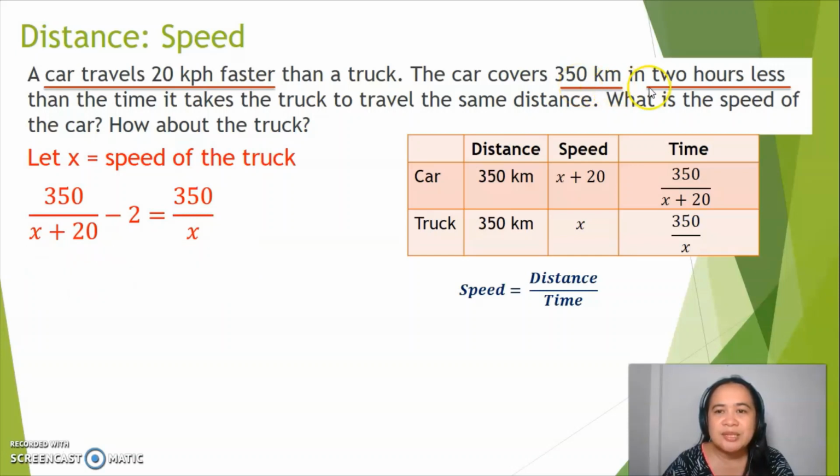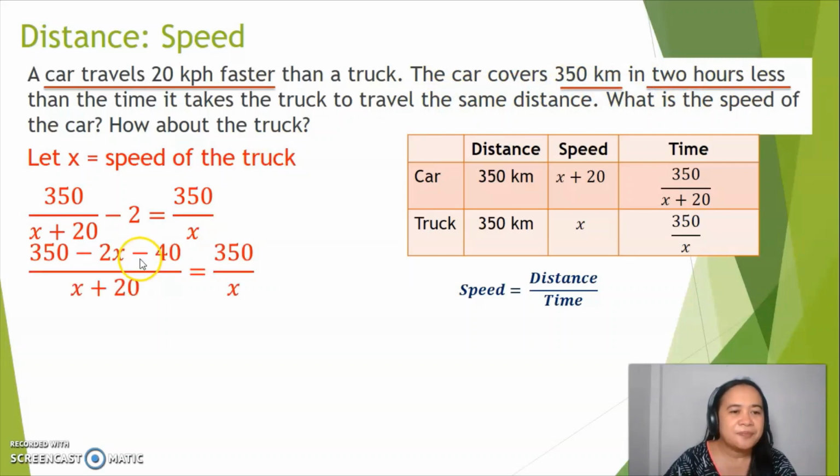Take note of this, 350 kilometers in 2 hours less. So for the car, that would be 350 over x plus 20, 2 hours less, so minus 2, compared to the truck, which is 350 over x. So this equation is derived from the second sentence. So simplifying further, this is over 1, so 350 minus 2x minus 40 over x plus 20 equals 350 over x. So 350 minus 40 would be 310 times x would be 310x.